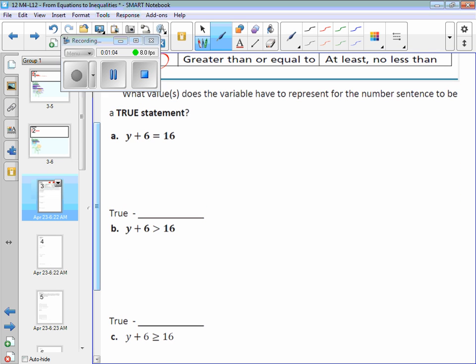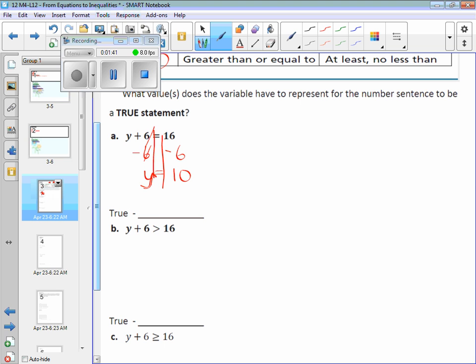Okay, so going back to what we've been doing all along, y plus 6 equals 16. Let's solve it with railroad tracks. What do I have to do to both sides? Minus 6, right? What cancels out on the left? What's left? And 16 take away 6 is? So y equals 10. So it's true for only one value, right? Only one number will make that statement true.